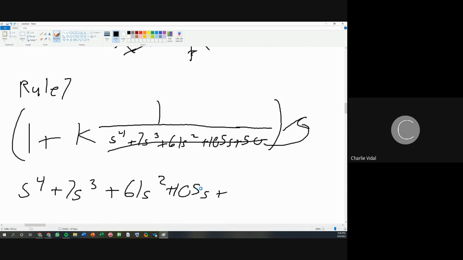105s plus 50 plus k, because the k, as I said, the equation got canceled out, so it's just k plus 1. So we put the k on the right over there, with the 50, because it doesn't have an s.